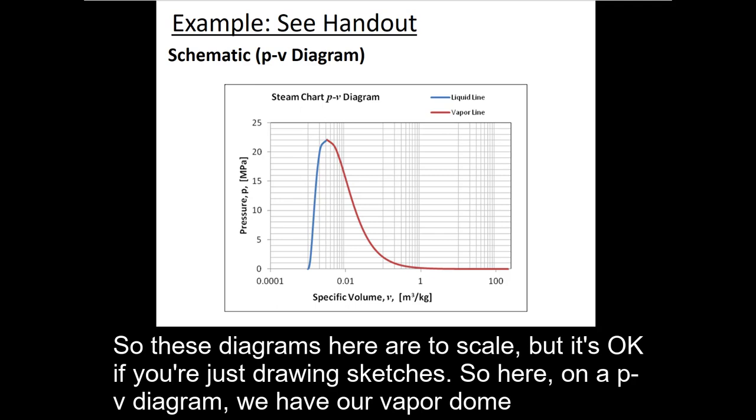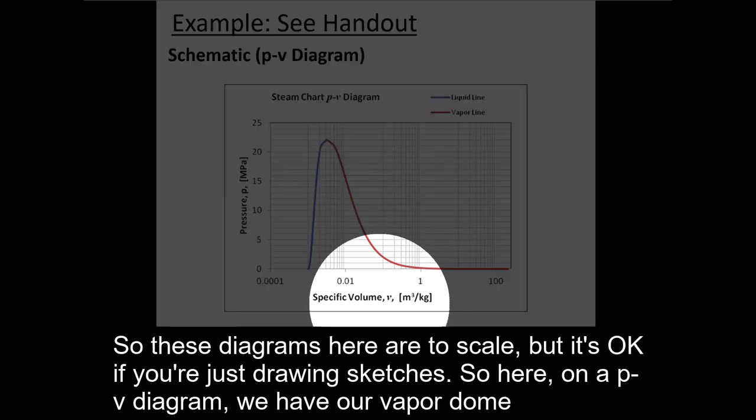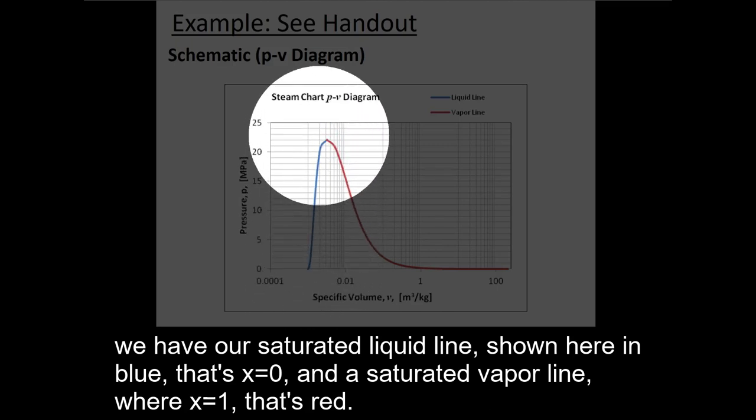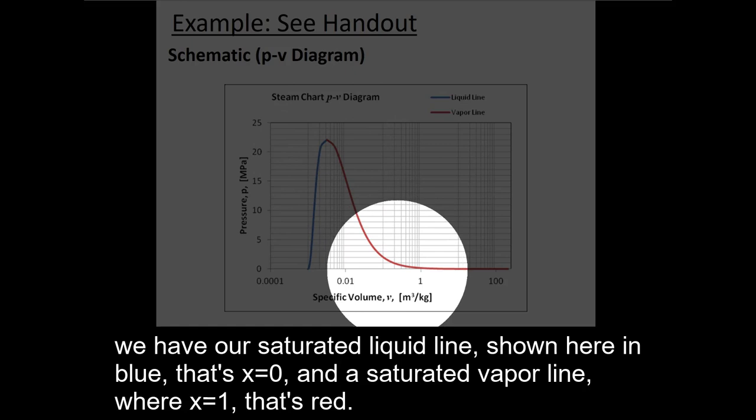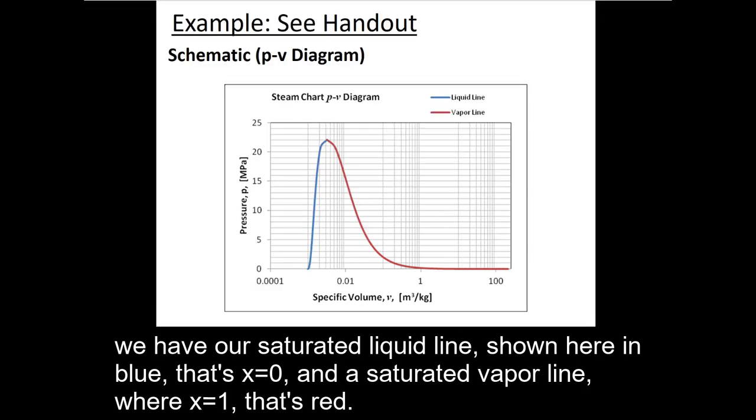So here on a PV diagram, we have our vapor dome. We have our saturated liquid line, shown here in blue, that's quality equal to 0, and a saturated vapor line, where quality is equal to 1, that's red.